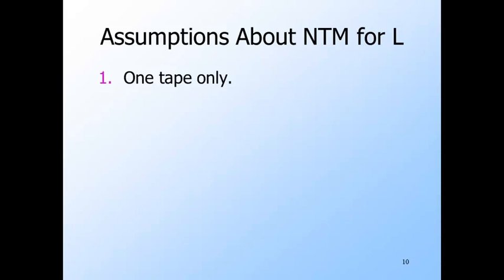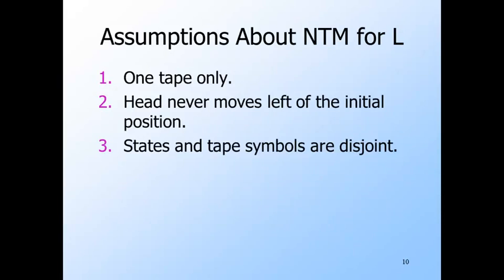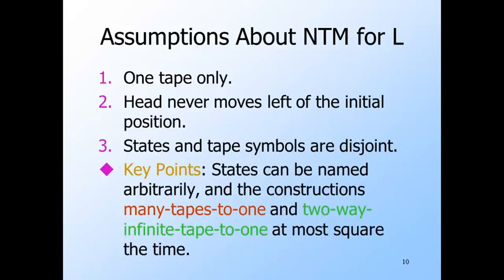First, the non-deterministic machine has only one tape, and the head never moves left of its initial position. We'll assume the states are never also tape symbols, so we can tell which symbol in an ID is the state. Point 3 clearly loses us nothing, since we can always change the names of the states without changing what the machine does. And we've already seen the constructions from many tapes to one and two-way infinite tape to one way. Each of these constructions can square the number of steps the Turing machine makes, but that's okay. The square of a polynomial is still a polynomial.